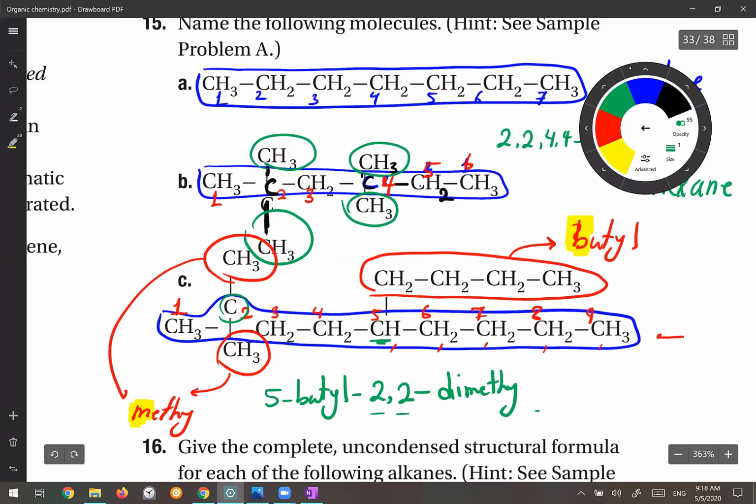And then the name of the parent. What is the alkane with 9 carbons? 9 becomes nona, so this one becomes nonane. Okay. So this molecule is 5-butyl-2,2-dimethyl nonane.